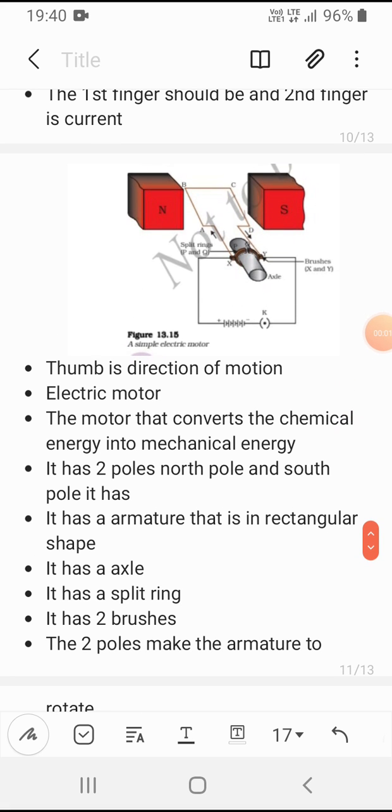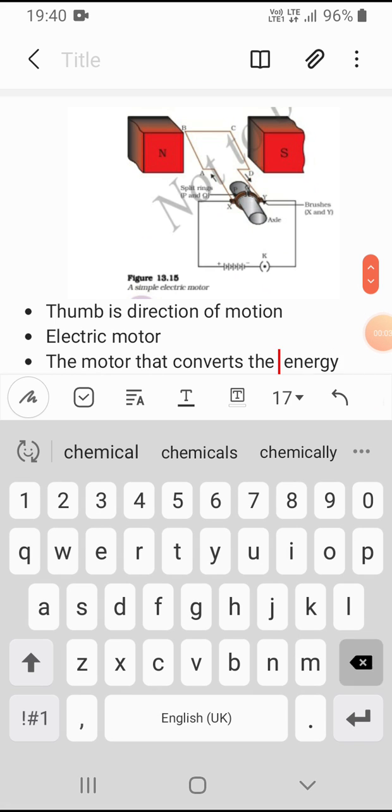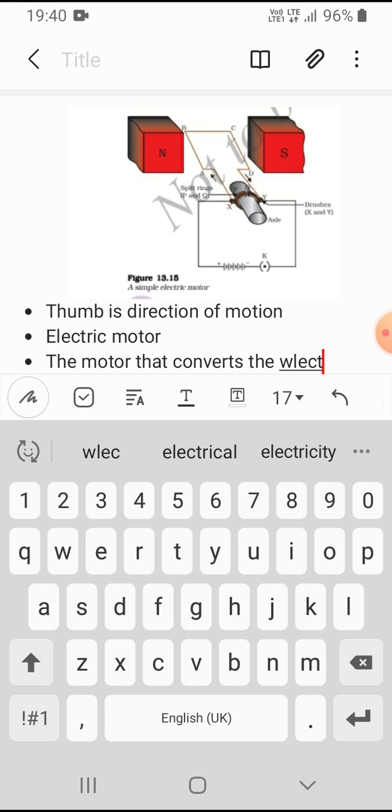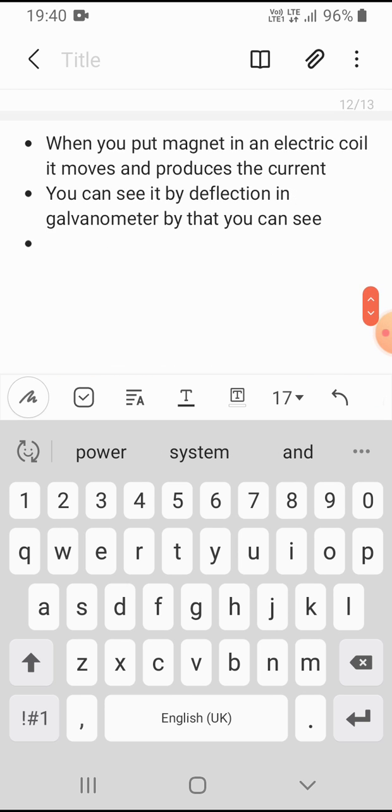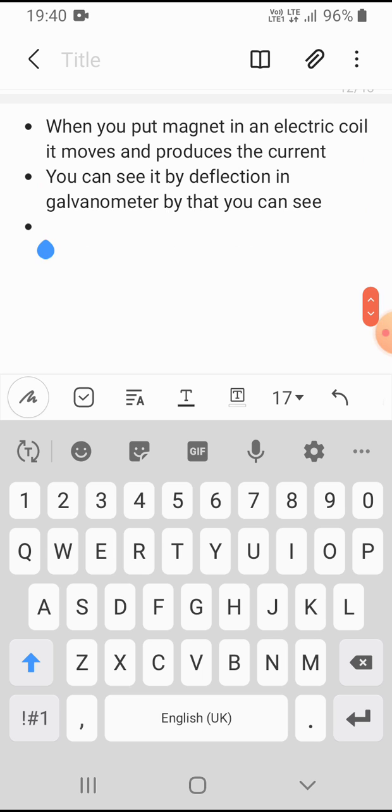Here I made a mistake. It is electric, not chemical. The motor converts electrical energy into mechanical energy. So remember that it converts electrical energy into mechanical energy, not chemical energy into mechanical energy.